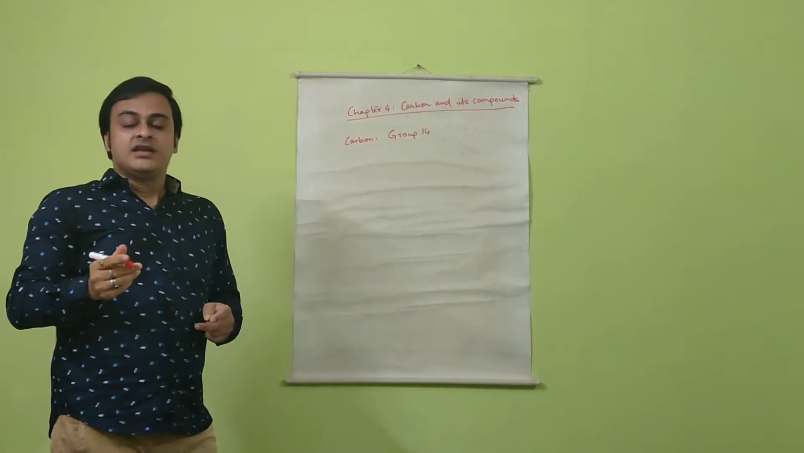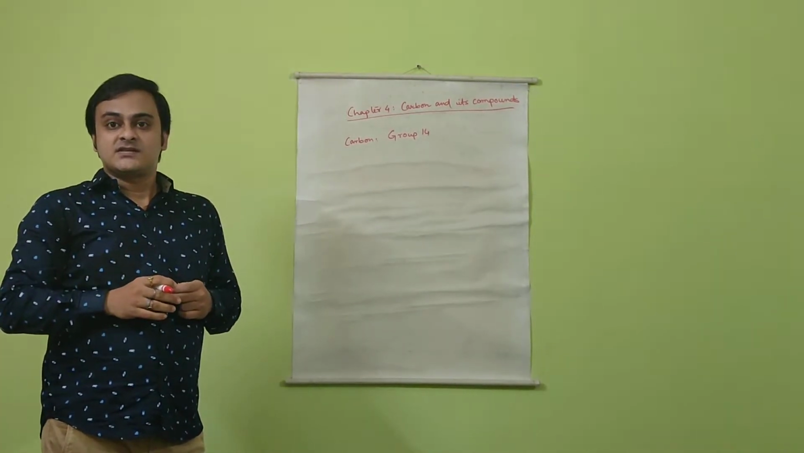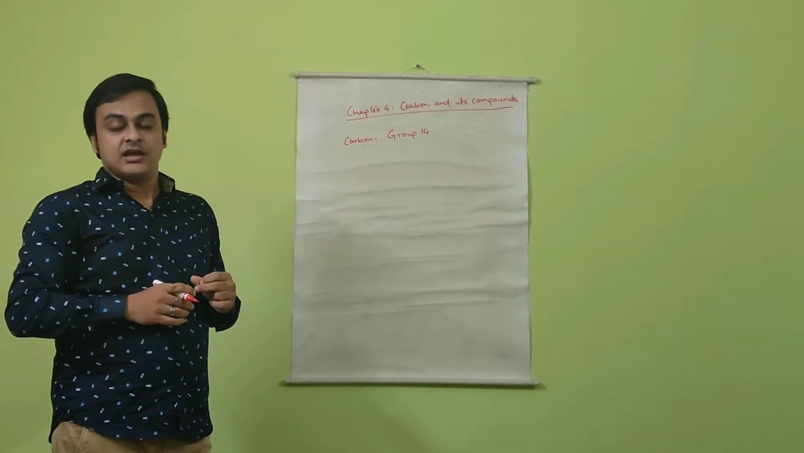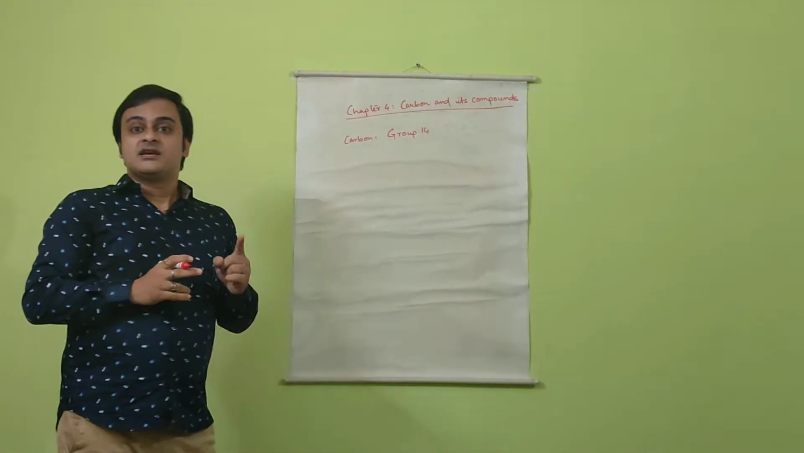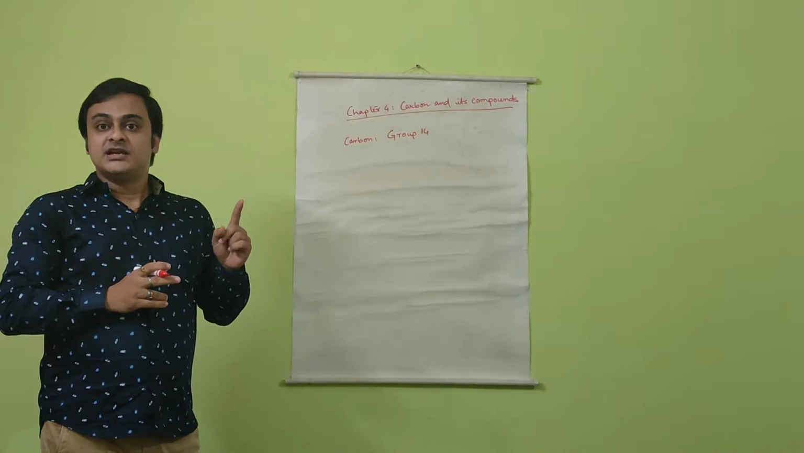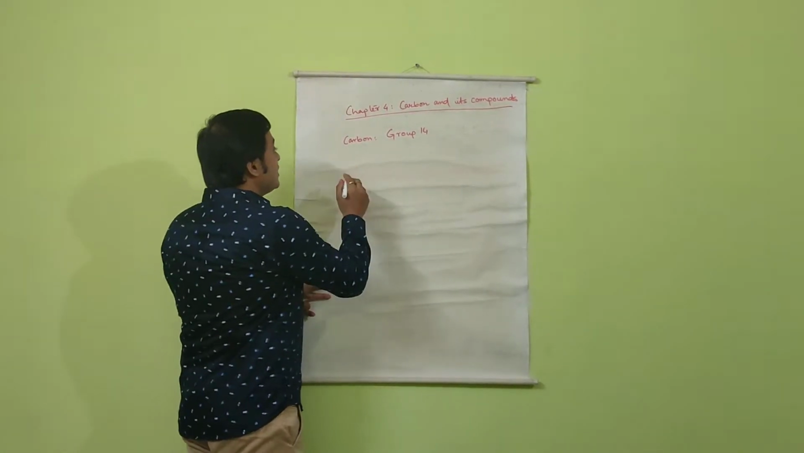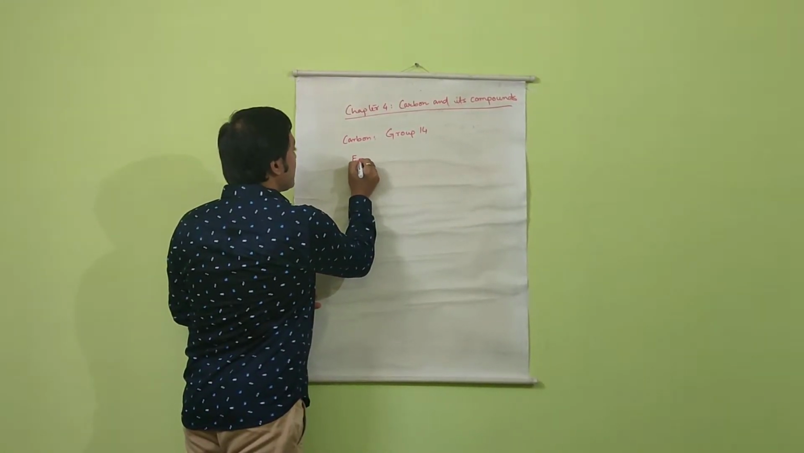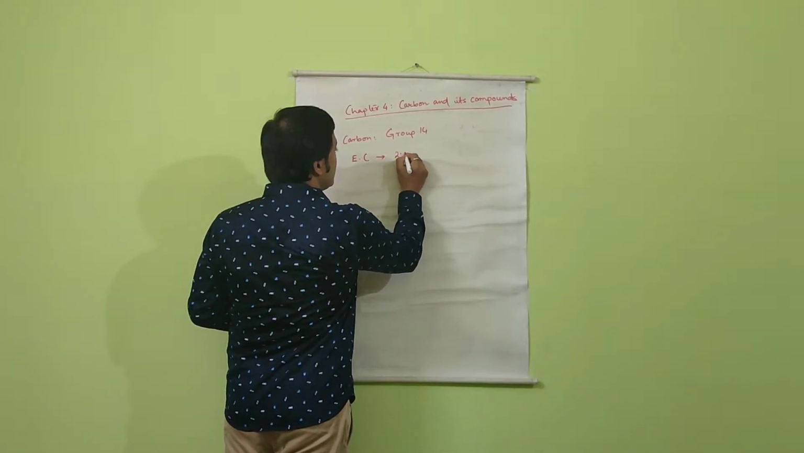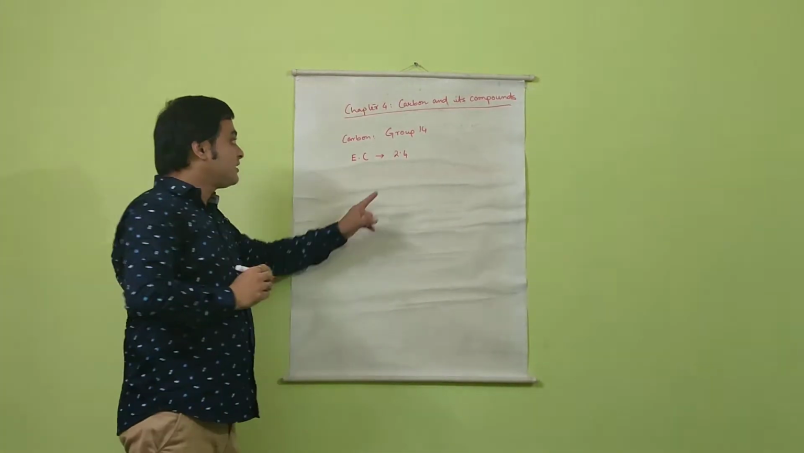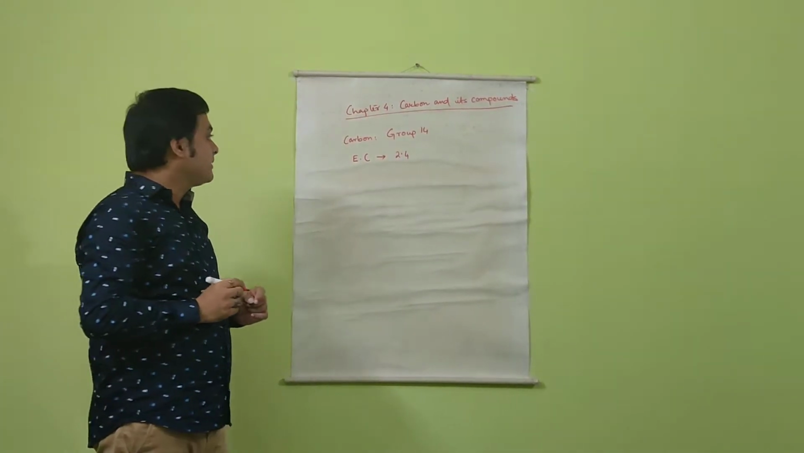And that's why it has 4 electrons in its outermost shell. Its atomic number is 6. That is, it has 6 protons in the nucleus. So, let us write the electronic configuration of carbon. Electronic configuration of carbon is 2.4. Now, there are 4 electrons in its outermost shell.